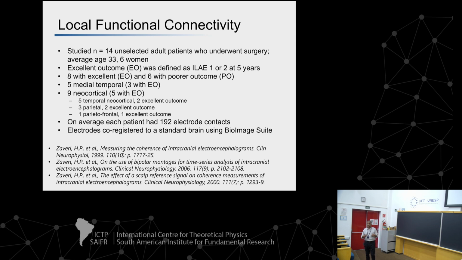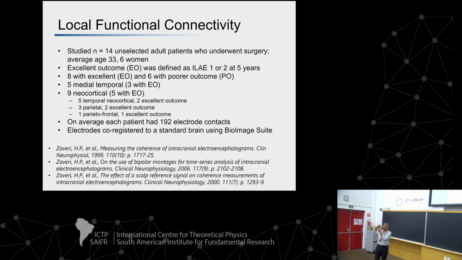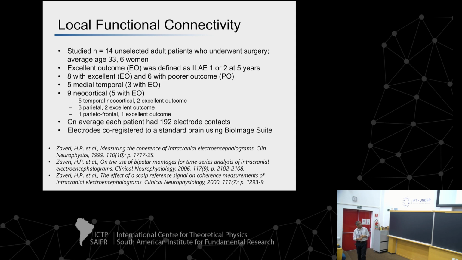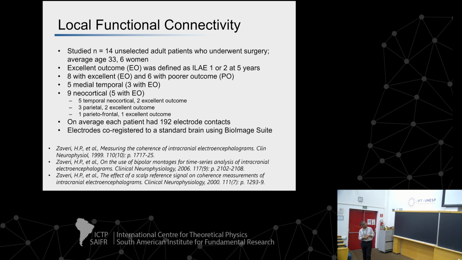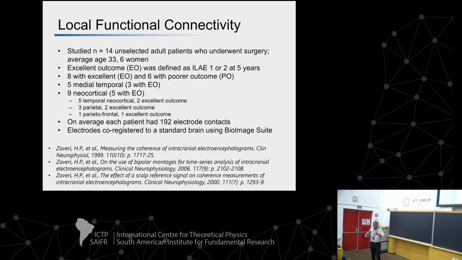And our patients are quite diverse. They're not guaranteed to all have seizure onset in one area with one kind of etiology. This is a heterogeneous set of patients with very bad epilepsy that come to us, and this was an unselected set of patients. So 5 of them had medial temporal onset, which we heard earlier in the week is a very epileptogenic area of the brain, the temporal lobe. And 9 of them had neocortical, or the rest of the cortex. On average, each patient had 192 electrode contacts. The electrodes were all put onto a standard common brain.